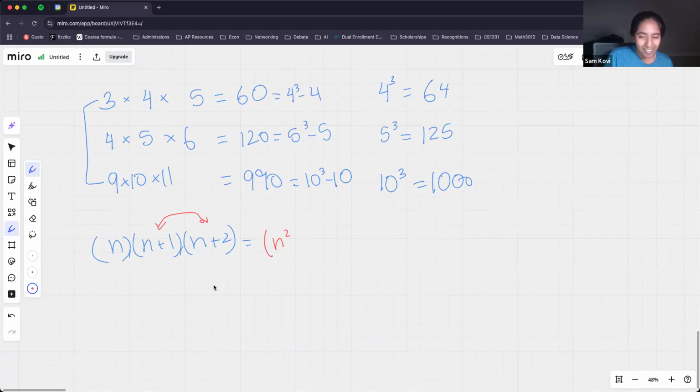Then we'll do the outer terms. So n times 2 is 2n, plus the inner terms, which is 1 times n. So in total, you get 3n. And then you multiply the last term. So 1 times 2 is 2. And then we have that n term. So in total, we get n cubed plus 3n plus 2n.